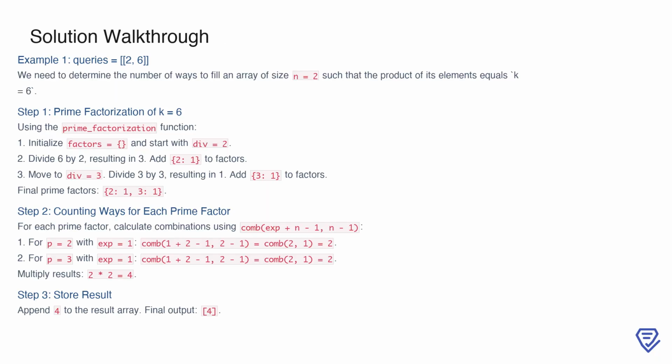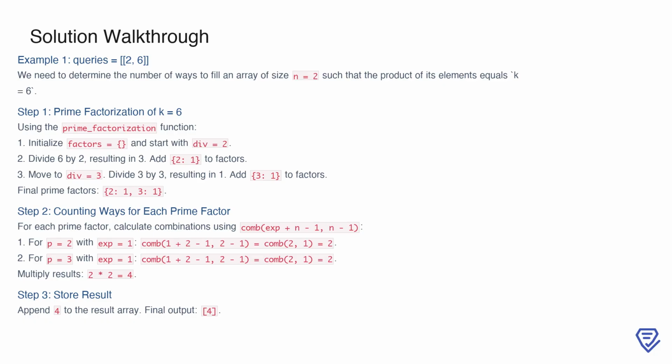To solve this problem, we start with the first query, where the array size is n equals 2 and the product k equals 6. The task is to determine how many ways we can populate an array of size 2 such that the product of its elements equals 6.